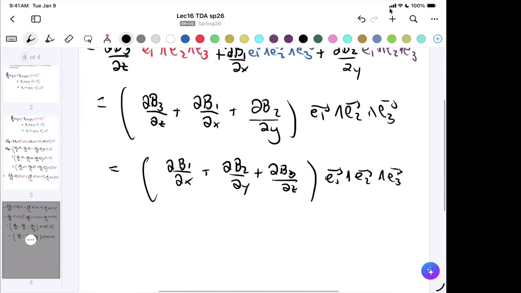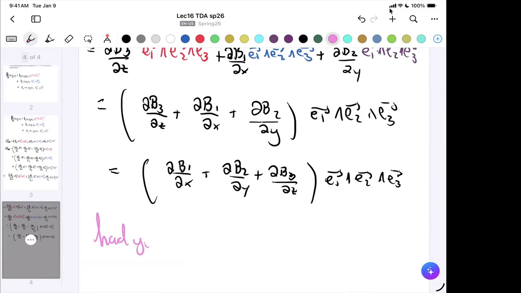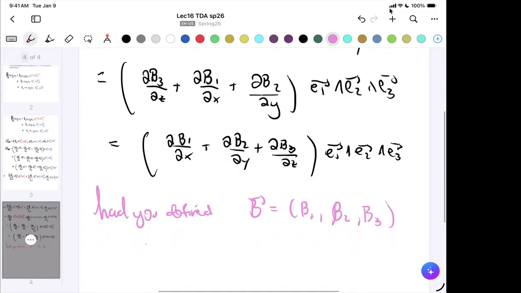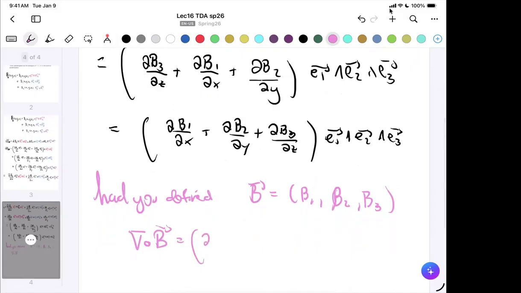Oh my God, sorry about that. This coincides, right? If you had defined a vector field which had been B1, comma, B2, comma, B3, its divergence would have been, if you remember from Calc 3, the divergence is kind of like this dot product thingy, right? And that coincides exactly with what you have there, which would have been this.